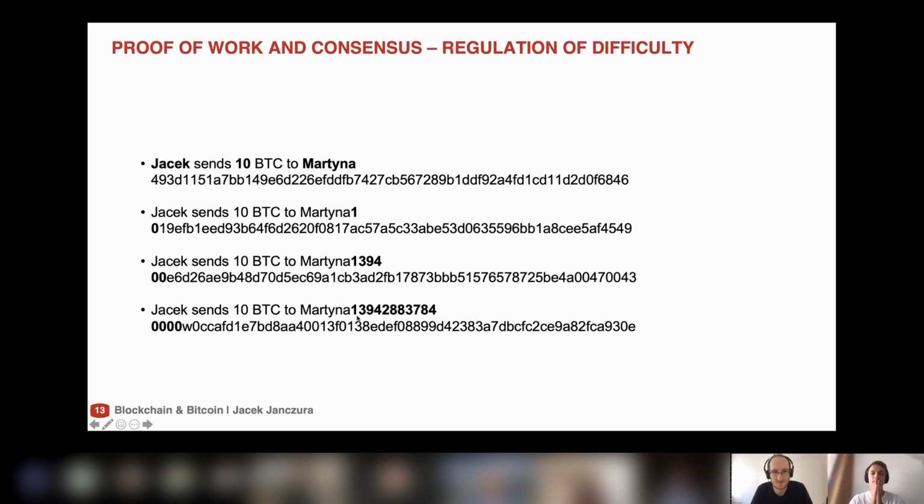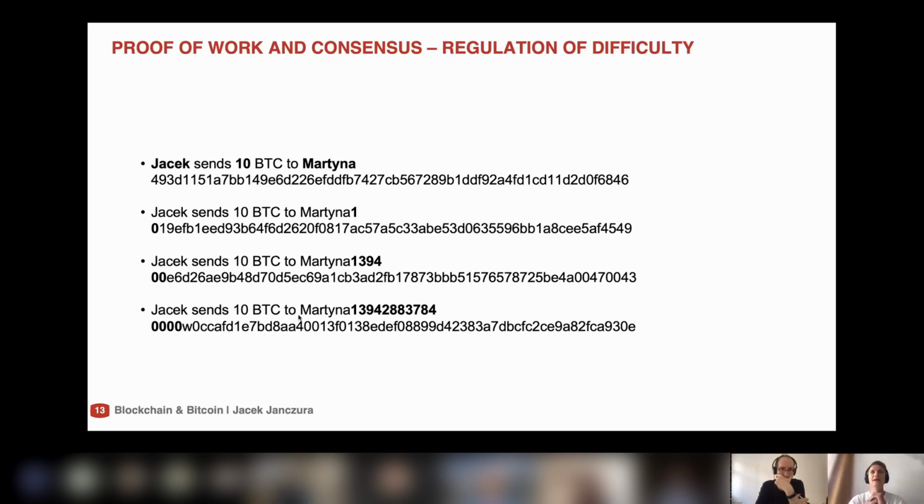And currently, complexity is, I think, something like 74 trillion possibilities to find the string, to find this additional number at the end, to have the zeros in the hash. So it means that it's almost impossible to come up with it without massive computational power.